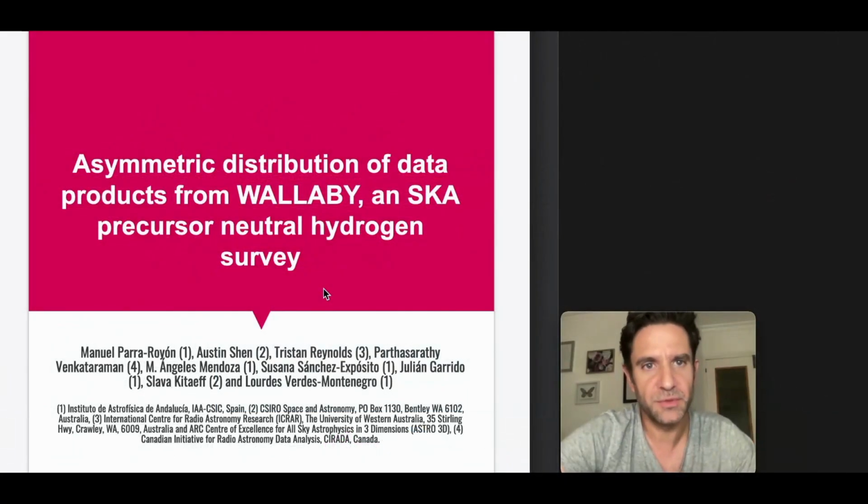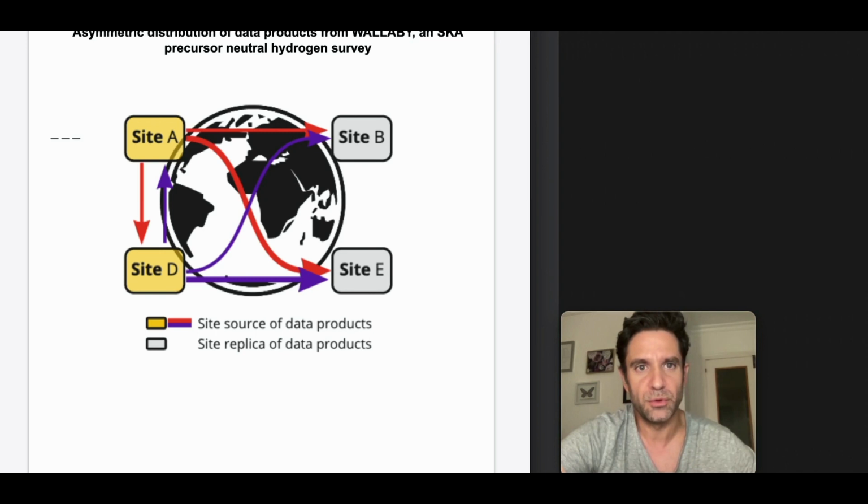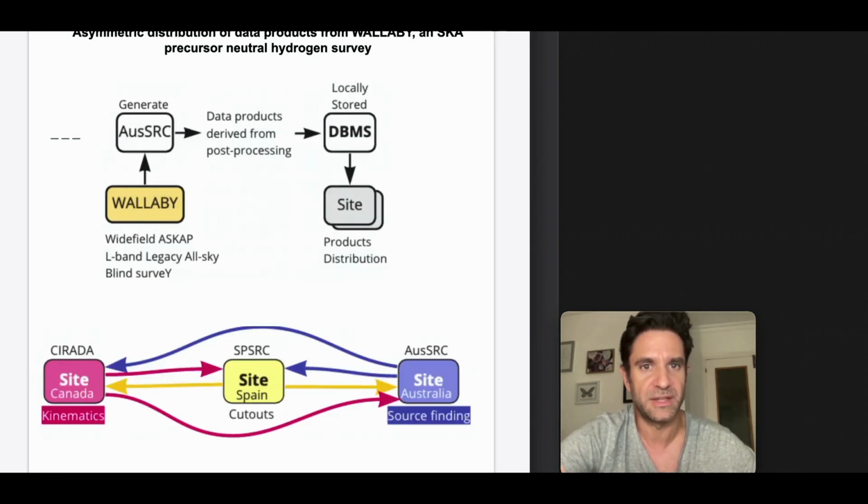I want to give you a very brief summary of this poster. This work is part of the post-processing data being carried out in the Wallaby survey, where different centers in different geographical locations, such as the Australian SRC, the Spanish SRC, and CIRADA in Canada, will produce advanced data products publicly, such as source catalogs, cutouts, or kinematics, that have to be replicated in an effective way. Here we develop a model and a strategy to solve this data distribution problem.